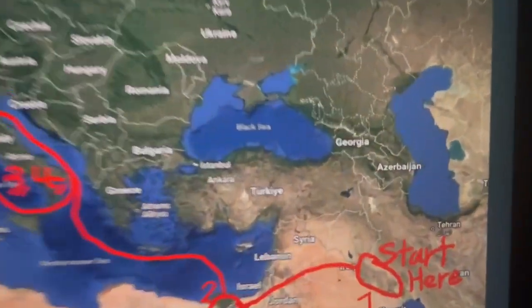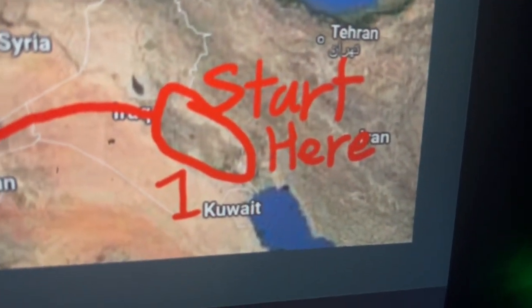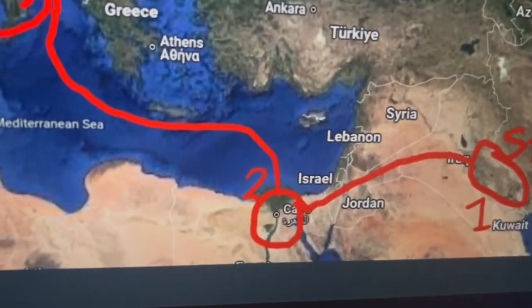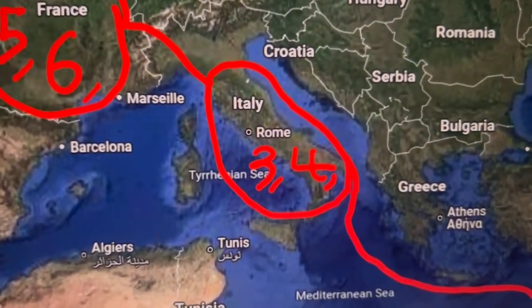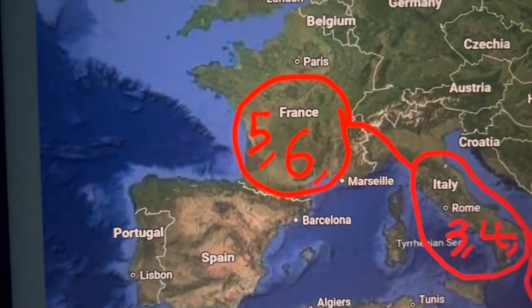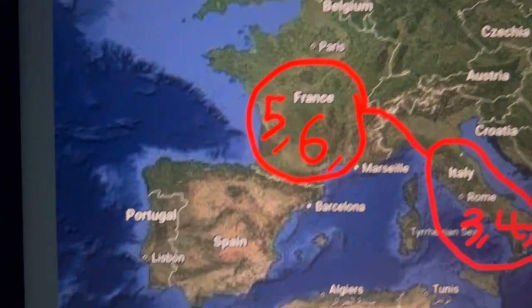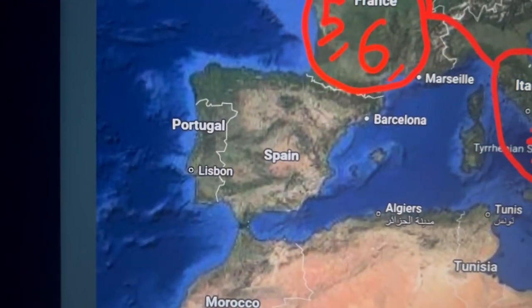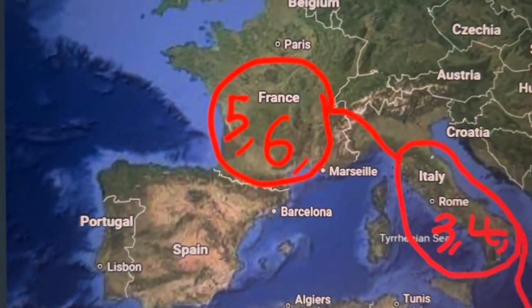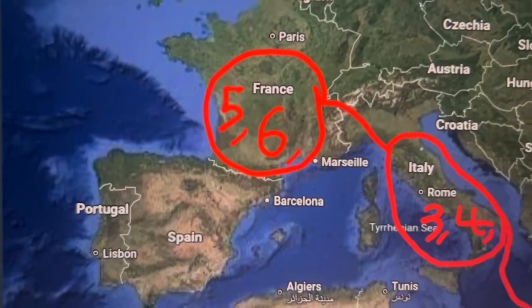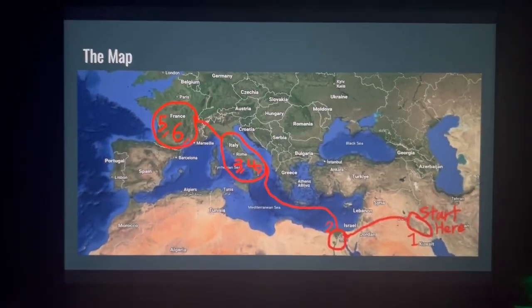Let's see, we got a map here, starting here, Mesopotamia, then to Egypt, and then to the Etruscans, and then Rome, the Roman Empire, then Carolingian France, and then Gothic Spain. I didn't have a circle on Spain, because originally I was going to do Gothic France instead of Gothic Spain. But on with the show.